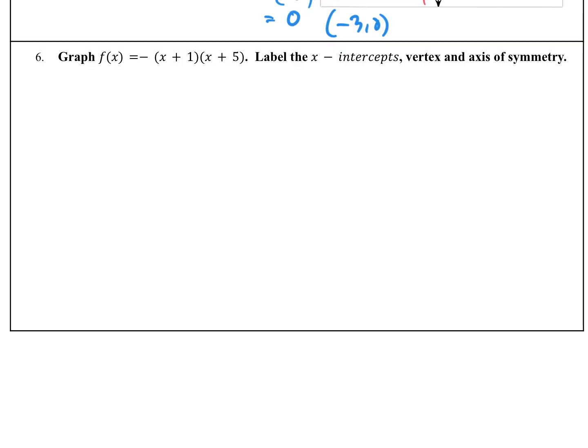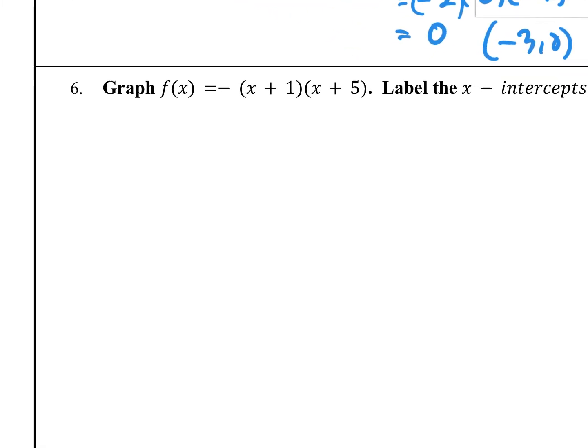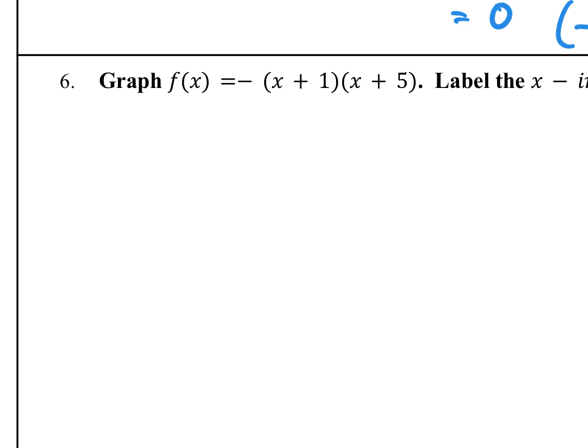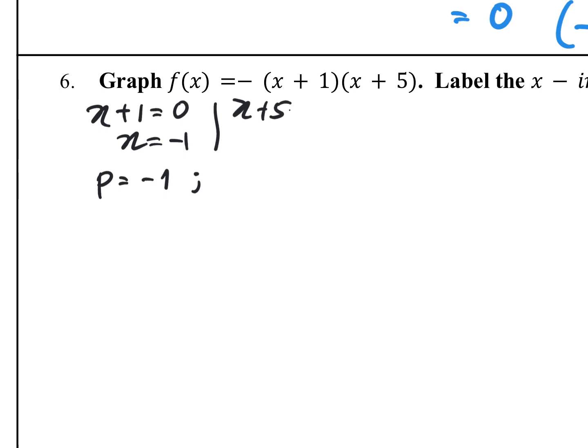Okay, number 6, let's graph this function, negative (x plus 1)(x plus 5). Label the x-intercepts, vertex, and axis of symmetry. So let's find our P and Q, but before that, let's use our zero product property. x plus 1 is equal to 0, therefore x is equal to negative 1. Therefore, my P here is equal to negative 1. And the other one is x plus 5 is equal to 0. Therefore, x is equal to negative 5. So my Q here is equal to negative 5.